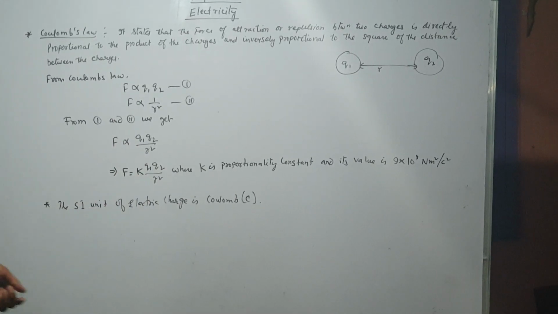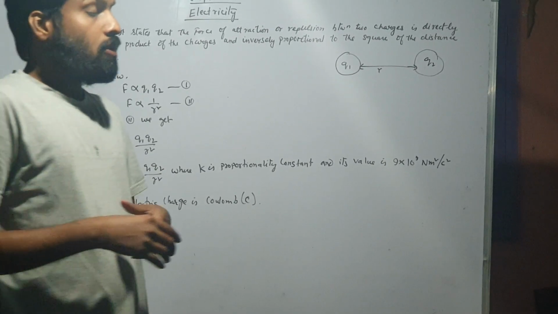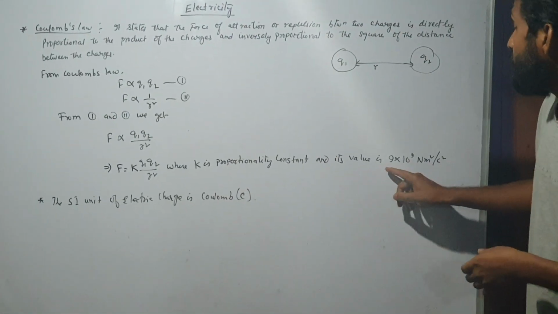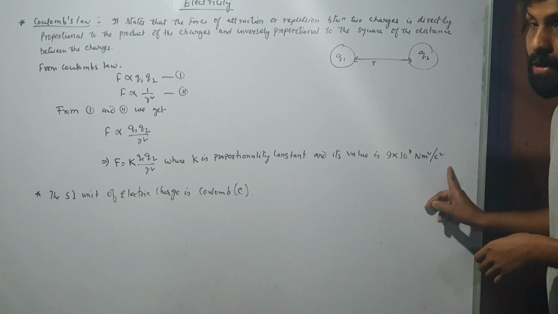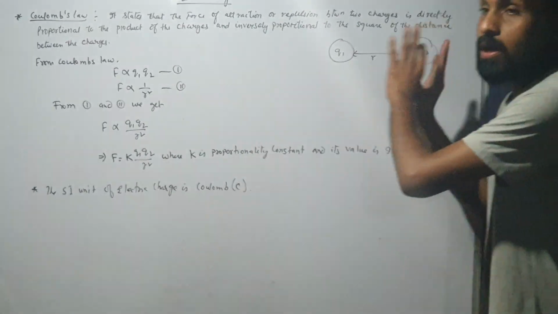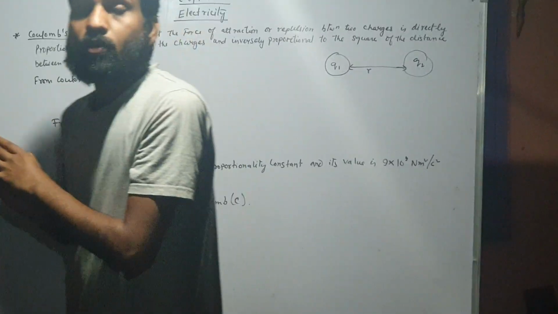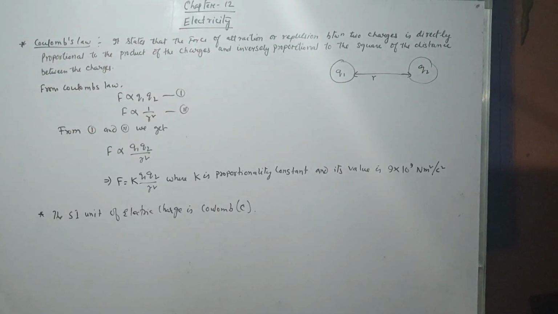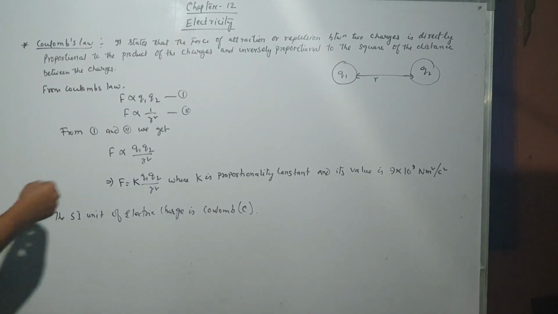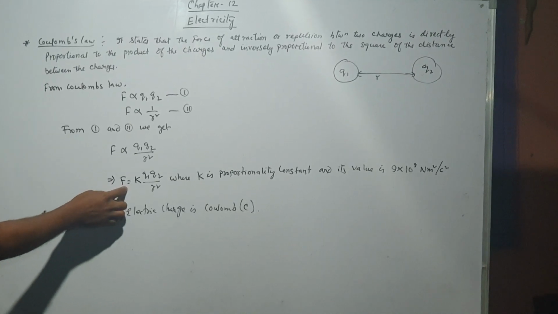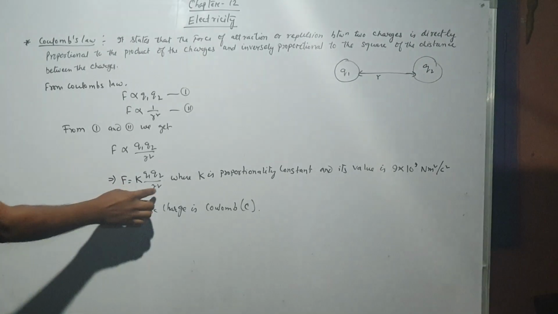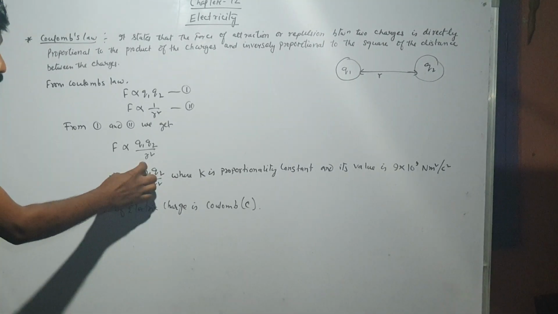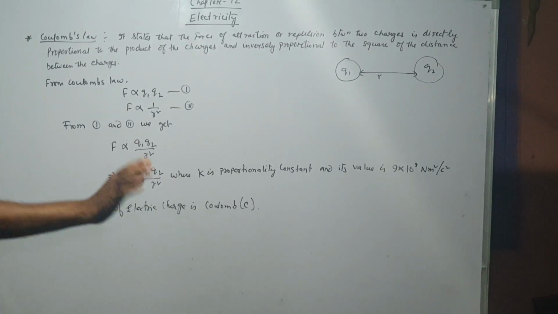This is known as the proportionality constant, and various experiments found the value of K to be 9 into 10 to the power 9 N m square by C square. This is just Coulomb's law. It is not very important from the exam point of view because it has not been discussed in our book. Now we already know that the unit of force F is Newton, and the unit of distance R is meter.